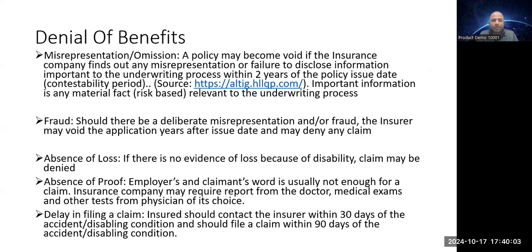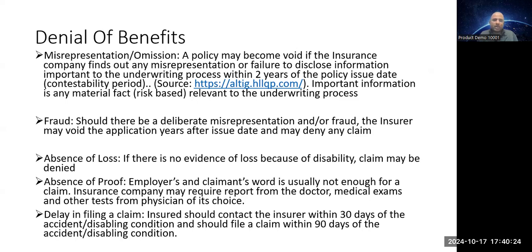Apart from that, you also have absence of loss. So if there was no loss in the accident, or if there was no loss after you suffered a condition that led to a disease, then obviously you're not entitled to any coverage when you submit your claim form.